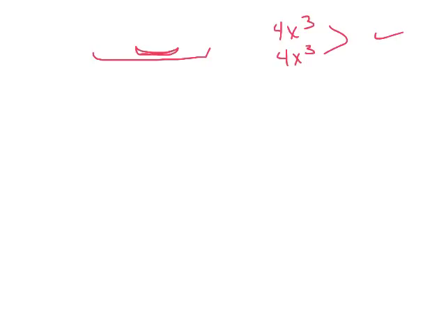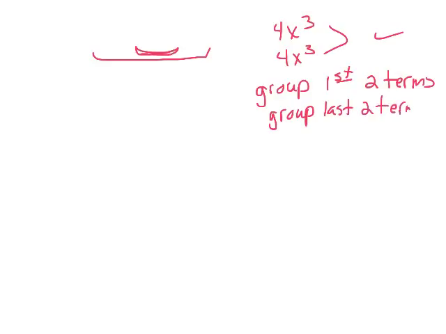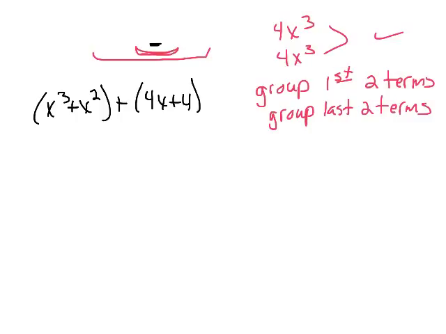So here's what we do. We have to group the first 2 terms and group the last 2 terms. So we use parentheses to group them. I have x cubed plus x squared, and then this plus sign stays there, and then I have 4x plus 4. What's going to happen is you're going to be able to factor a GCF out of each one of those binomials. It's going to be a different one in each case, probably.